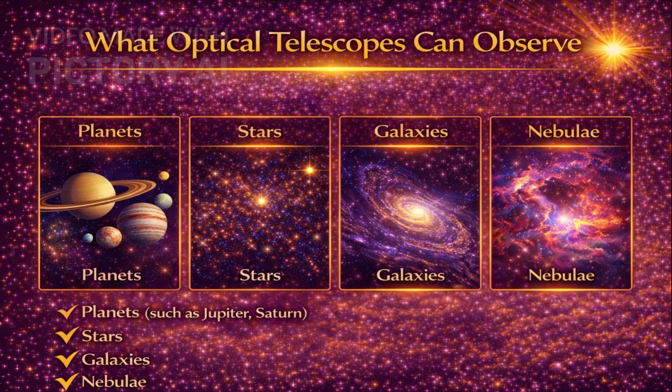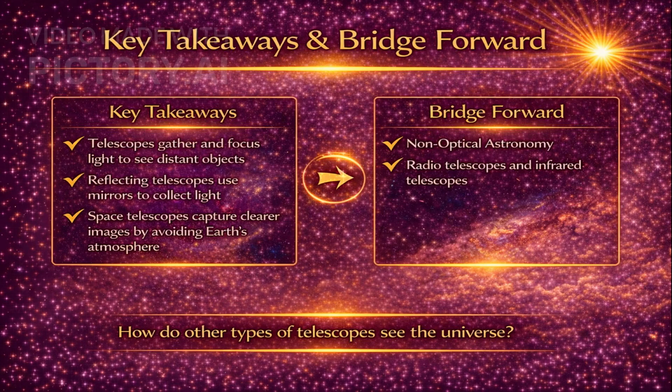Optical telescopes can observe a variety of celestial objects, including planets, stars, galaxies, and nebulae, expanding our understanding of the universe. Telescopes gather and focus light to see distant objects, with reflecting telescopes using mirrors for efficiency. Space telescopes capture clearer images by avoiding Earth's atmosphere. As we bridge forward, we explore non-optical astronomy, including radio and infrared telescopes.